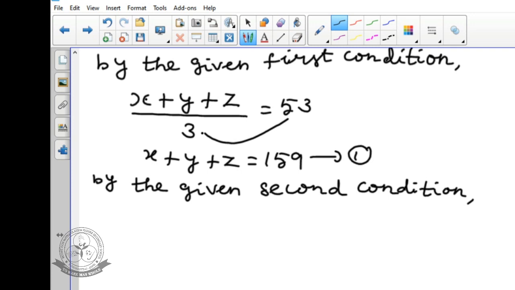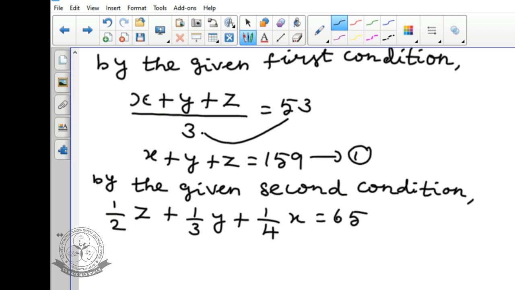So you have to write like this: half of grandfather's age plus 1/3 of father's age plus 1/4 of Vani's age, so 1/4 into X, that is equal to 65. Here you have to see the denominators 2, 3, 4. We have to take the LCM. The LCM will be 12.